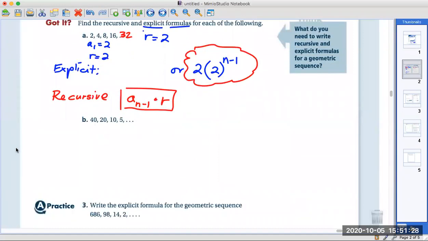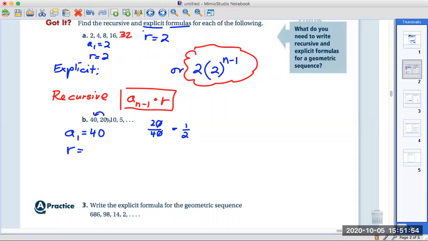Okay, so here, let's look at B. We want to write the explicit formula for 40, 20, 10. The first number is what we start out with, 40, but we also need that common ratio. 20 divided by 40 is 1/2. Okay, when the common ratio is less than 1, your numbers are going to get smaller.